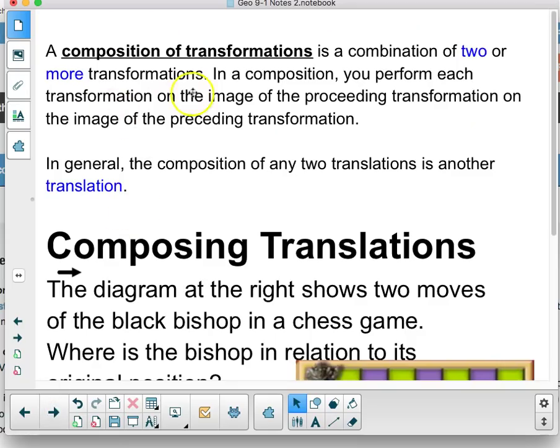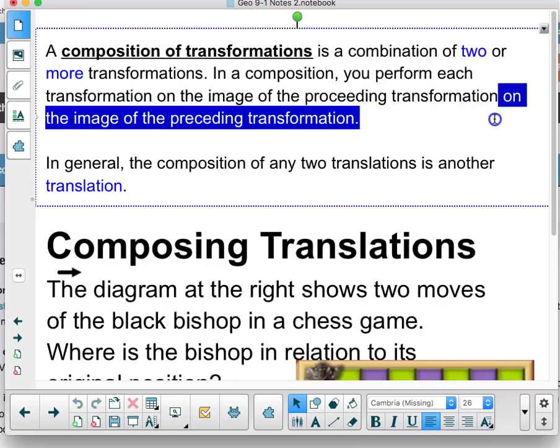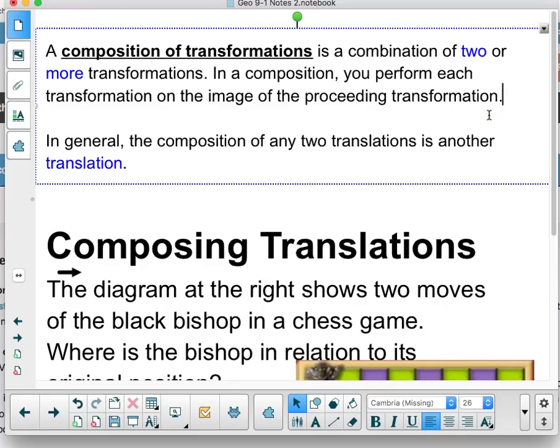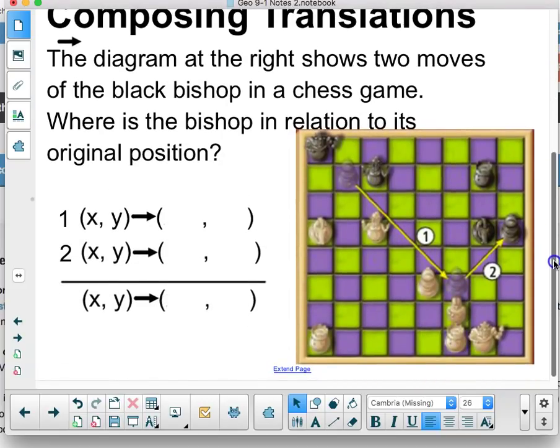Now, we're going to look at this. Composition of transformations is a combination of two or more transformations. In a composition, you perform each transformation on the image of the preceding transformation. Okay, this is a typo, so we're going to take that out. So you just kind of keep moving it along, okay? In general, the composition of any two translations is another translation. So composing translations, this is what this means.